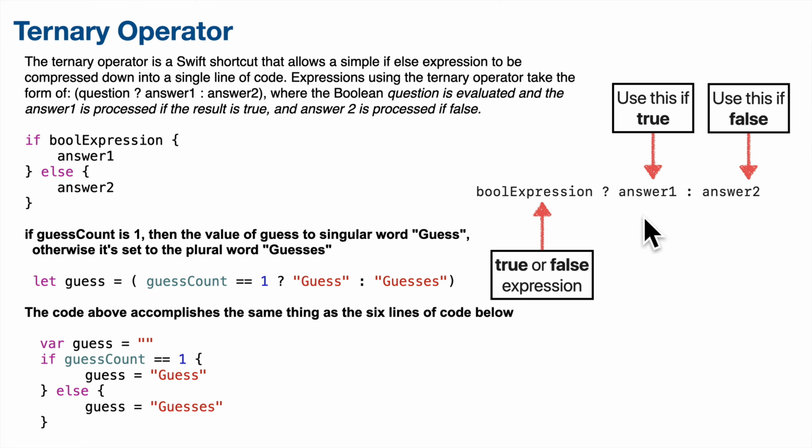So again, we look at the stuff before the question mark first. It's going to be either true or false. It has to be a Boolean expression. If it's true, we do what's after the question mark. If it's false, we do what's after the colon.